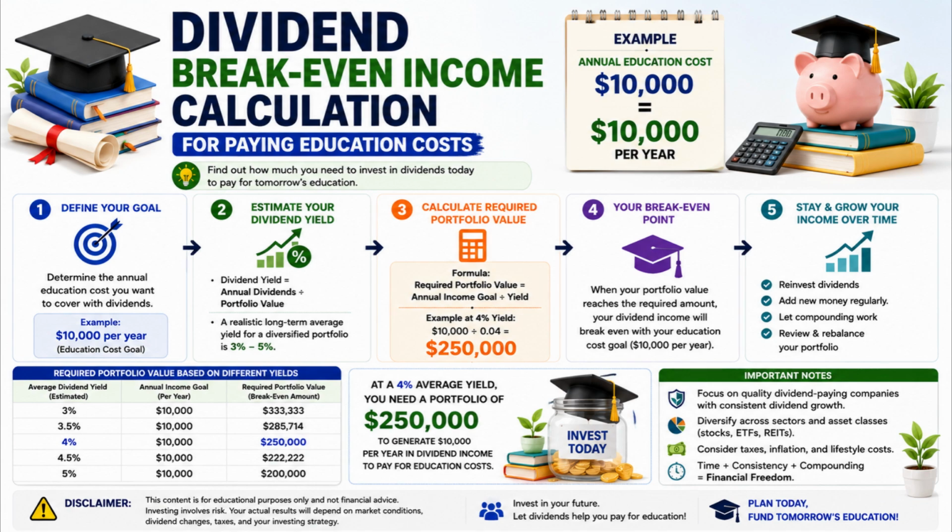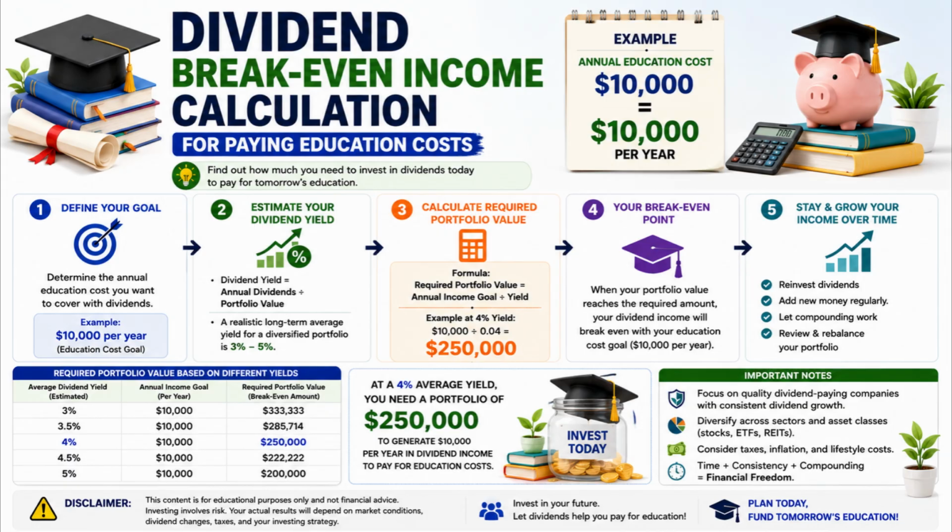In this video, we will discuss dividend break-even income calculation for paying education costs. To begin with, dividend break-even income means the point where your dividend income becomes enough to cover a specific financial goal. In this example, the goal is to pay education costs using dividend income from an investment portfolio.